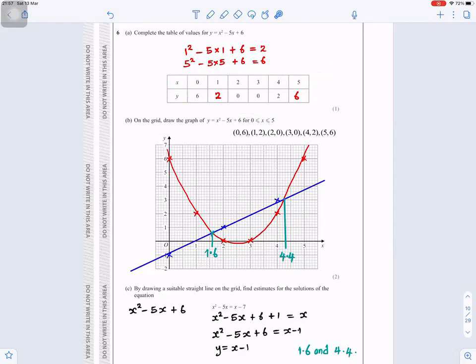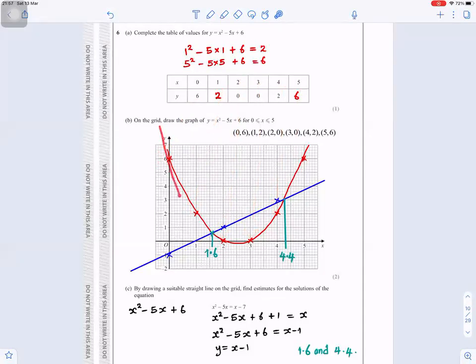And when you plot the points, plot all the points. 0, 6 is this point here. 1, 2 is this point. 2, 0 is that point. 3, 0 is that point. 4, 2 is that point. And 5, 6. You plot all the points.